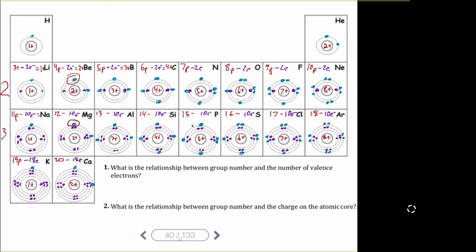So definitely look over this, think about the pattern, and start thinking about how these electrons are attracted to the nucleus, and which electrons will have a stronger force of attraction, because that's going to be the key to understanding these next videos.